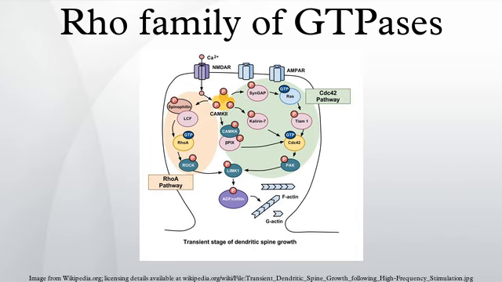The Rho family of GTPases makes significant contributions to the process that stimulates actin polymerization, which in turn increases the size and shape of the spine. Large spines are more stable than smaller ones and may be resistant to modification by additional synaptic activity.